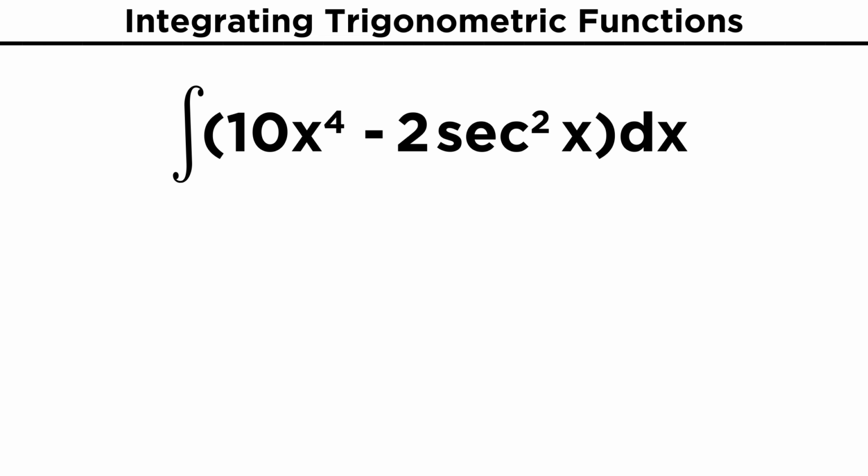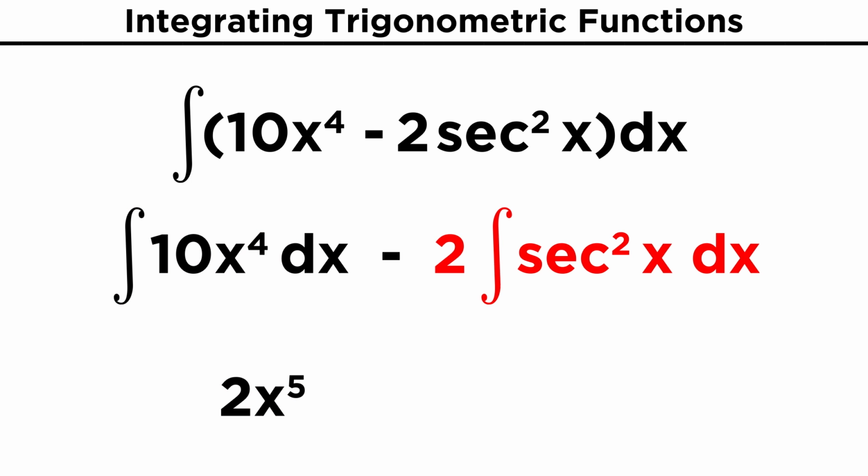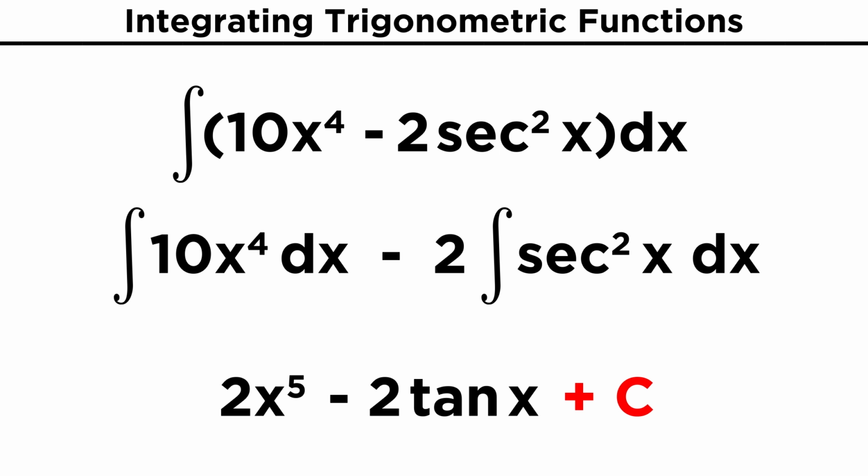For example, how about the integral of 10x to the fourth minus 2 secant squared x? Let's make things easy on ourselves and split this difference up into separate integrals. The first one is no problem. 10x to the fourth becomes 10x to the fifth over 5, or 2x to the fifth. Then for the other one, we can pull the 2 out here so that we aren't distracted, and we can recall that secant squared is the derivative of tangent. So this can become minus 2 tangent x.